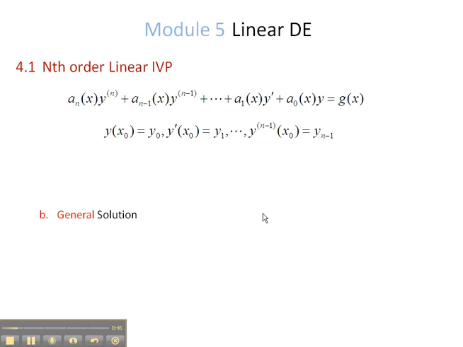So an nth order linear initial value problem will look like this. You'll have some function of x times y to the nth derivative plus another function of x times y to the n minus 1 derivative, and so on until we have a function of x times y prime plus a function of x times y, and then we could have it equal to some function of x that is not being multiplied times y in any form. And then if we have n derivatives, we expect that we will have n minus 1 initial conditions, and they are listed here. And this is the type of problems that we want to study now.